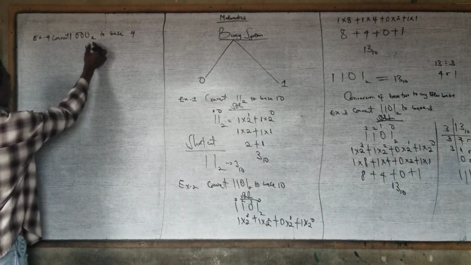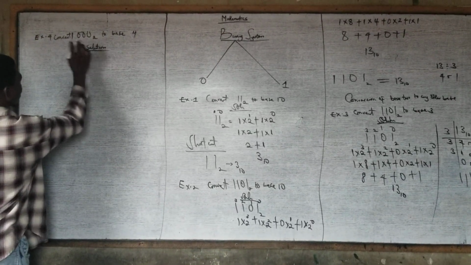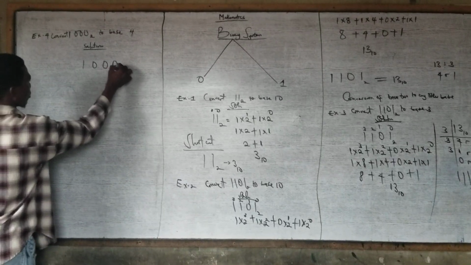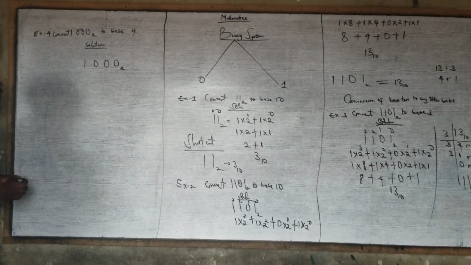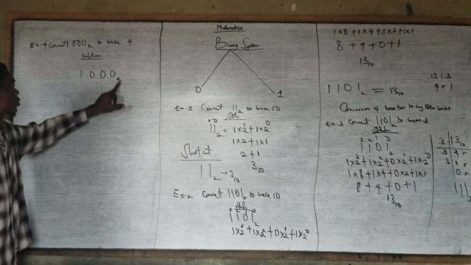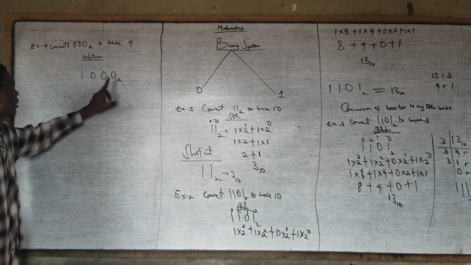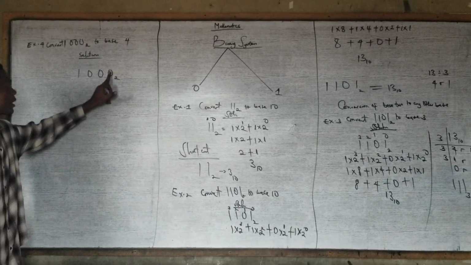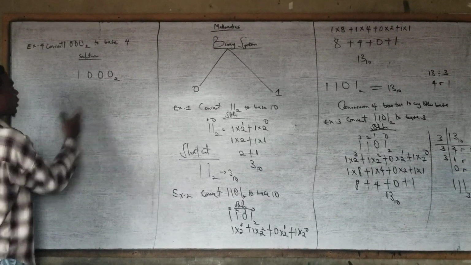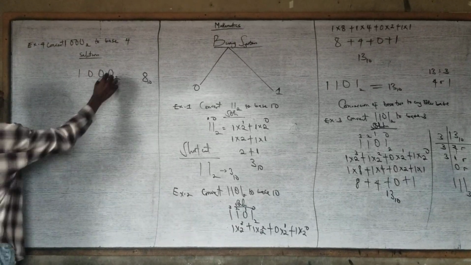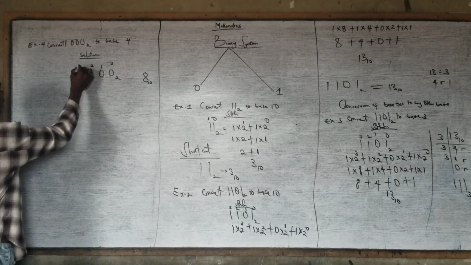So solution. You write out this number first. 1, 0, 0, 0 base 2. How will this go? So 1 times 2, that's 2. That's using the shortcut. 2 plus 0, 2. 2 times 2, 4. 4 plus 0, 4. 4 times 2, 8. 8 plus 0, that's 8. So that is, using the short method, we are having this at what? 8 base 10. So we can also try the long method, which is 0, 1, 2, 3.